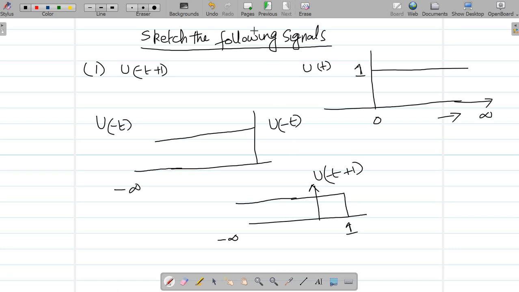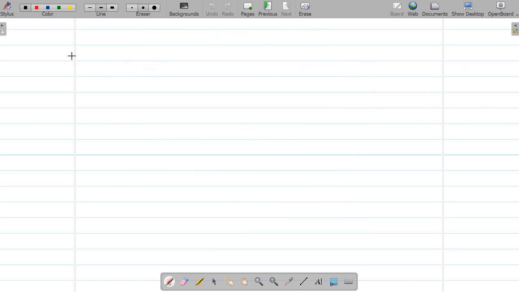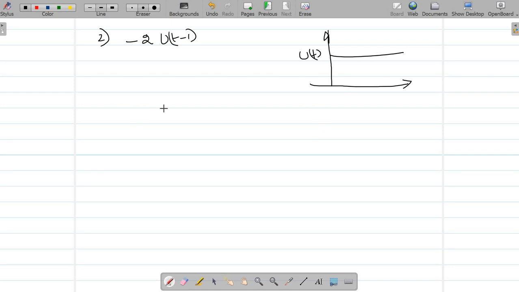Let us take another example. Let us try to sketch negative of u of t minus 1. So I know what u of t is. u of t is like this. I want to delay it by 1 unit. So my signal will be like this.